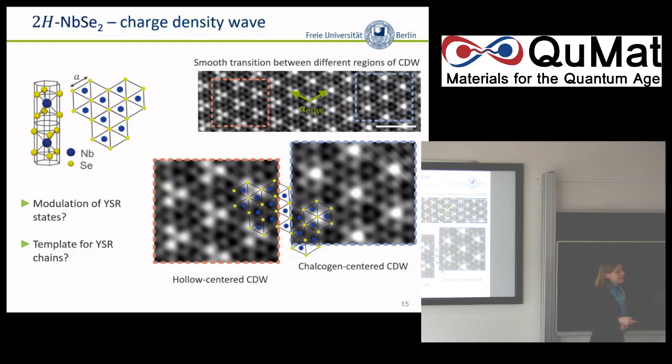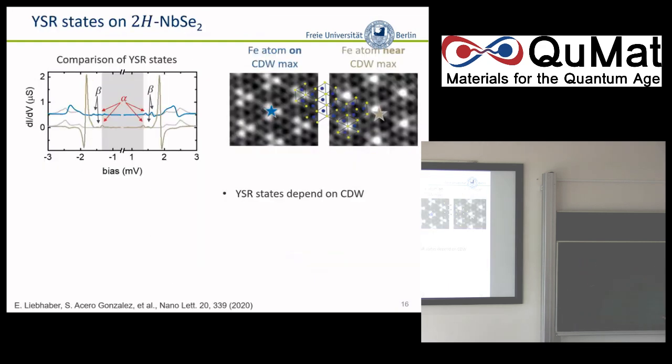Now the question is, does it matter? And yes, it matters. Here I just indicate where 2 atoms are looked at, but to avoid the rough corrugation of the atom, it's just indicated. On atoms that sit directly on top of the maximum of the charge density wave, we get the blue spectrum. And if it's just next to it, we get this beige spectrum.